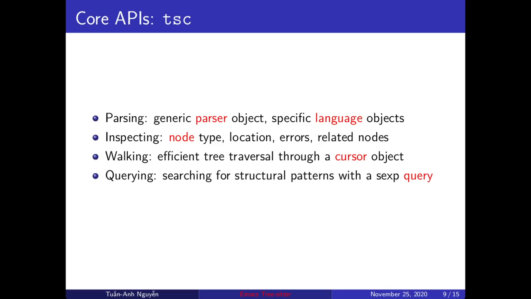Before going through the tree queries and the syntax highlighting customization options, let's take a brief look at the core data structures and functions that tree-sitter provides. So parsing is done with the help of a generic parser object. A single parser object can be used to parse different languages by assigning different language objects to it. The language objects themselves are loaded from shared libraries. Since tree-sitter-mode already handles the parsing part, we will instead focus on the functions that inspect nodes in the resulting parse tree.